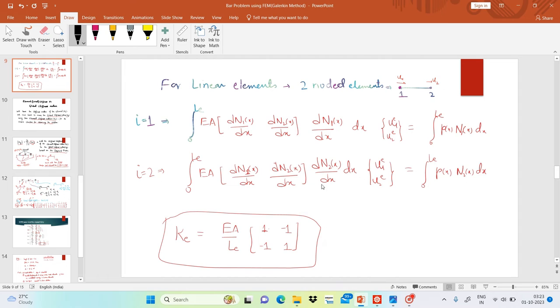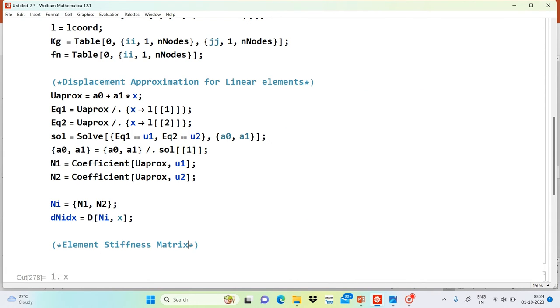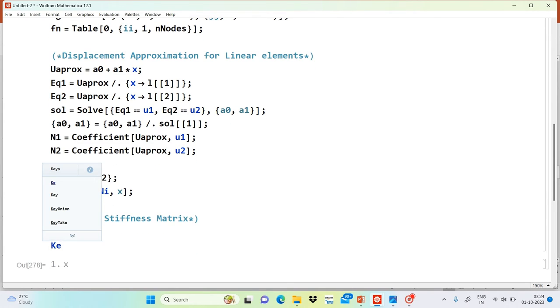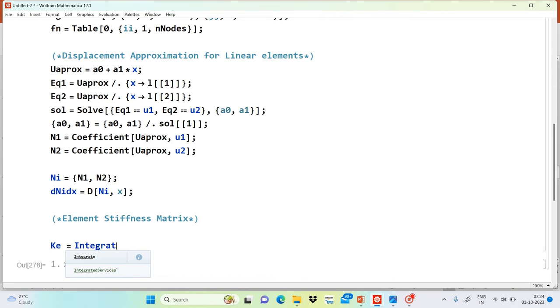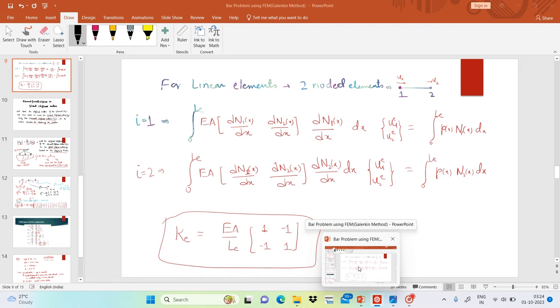Element stiffness matrix: for i equals 1, i equals 2, node 1, node 2, we will have EA times dNi by dx times dNj by dx. This will give us the element stiffness matrix. So for that, we will go to our problem and write the element stiffness matrix KE, and that's nothing but integrate EA into dN1 by dx, dN2 by dx, we are writing dNi by dx.